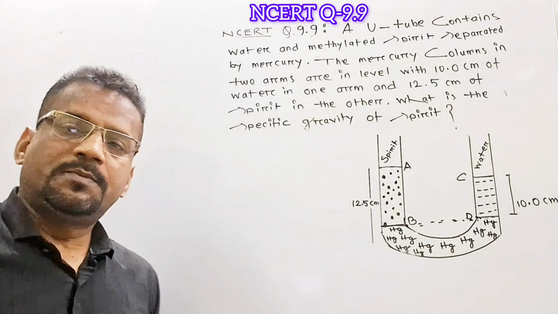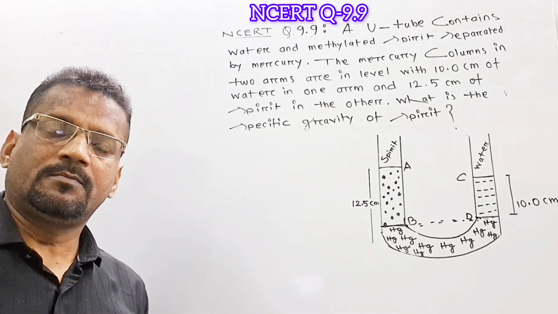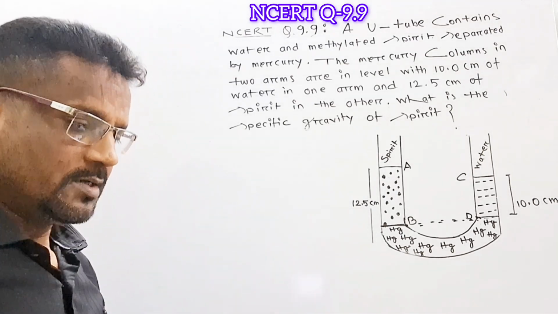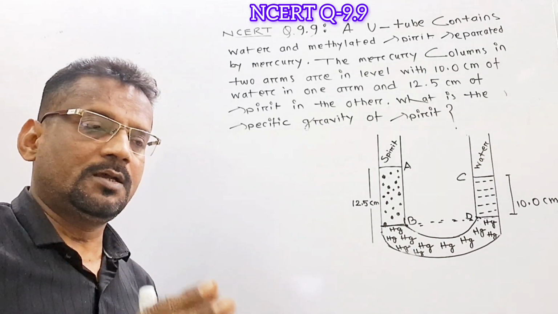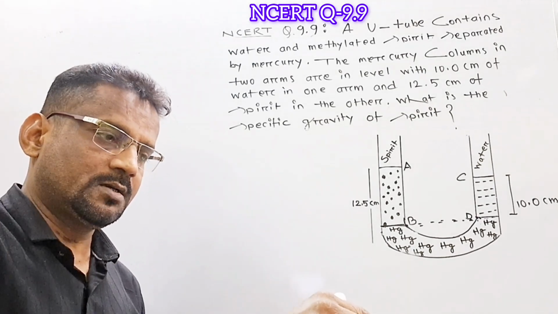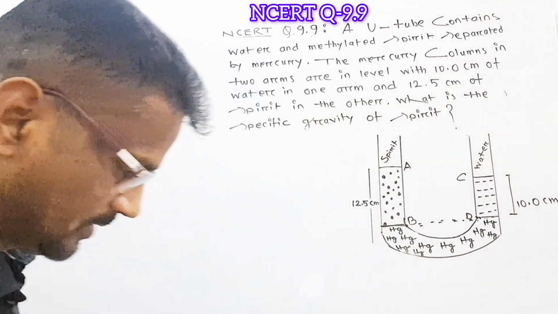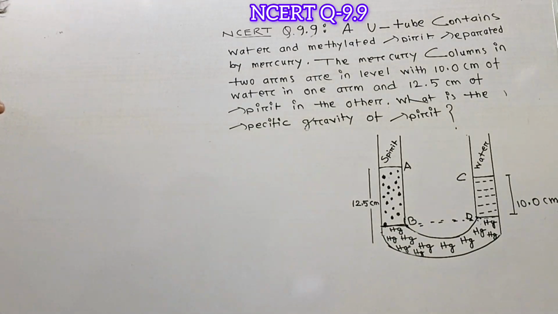So what do you mean by specific gravity? Specific gravity of any liquid, you can say, is its relative density. If I ask what is the specific gravity of mustard oil, you just have to do the density of mustard oil divided by the density of water. That ratio is a pure number, and it is called specific gravity.